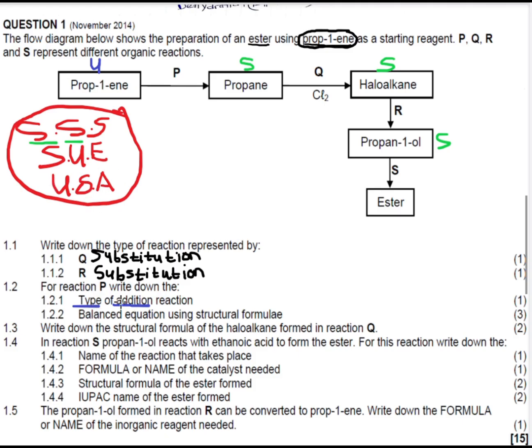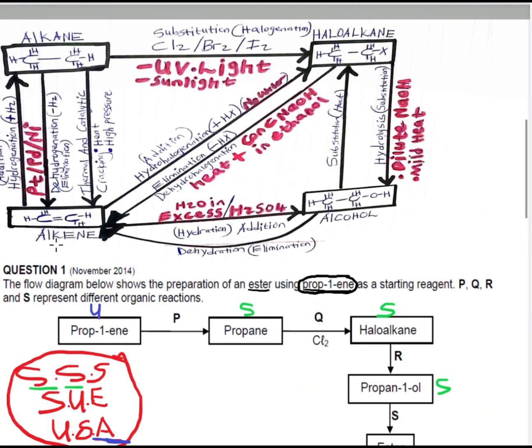Hence, they are saying what type of addition is that? Yes, we know it's addition. But what type of addition is that? We are now going to use our summary. Now our summary is coming into play. Look at our summary. From an alkene to an alkane, from unsaturated to saturated, which is the alkane. From propene to propane. What type of addition is that? It is hydrogenation.